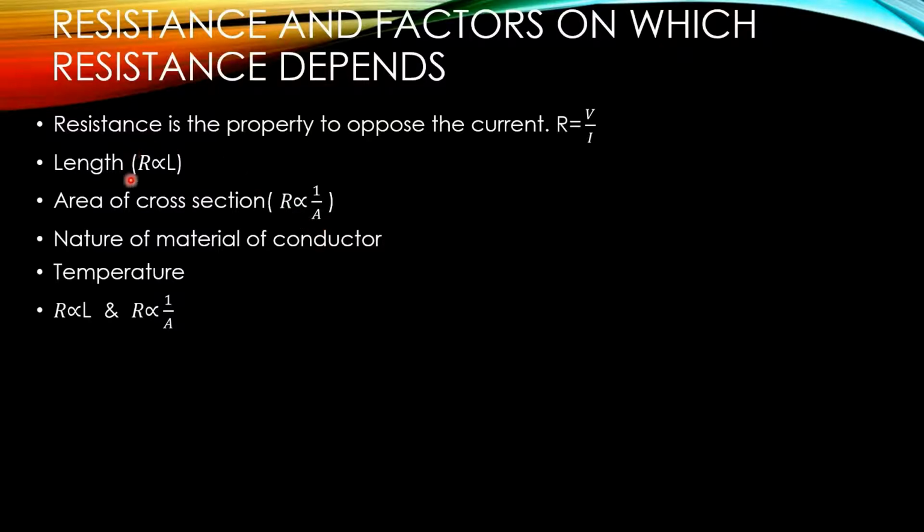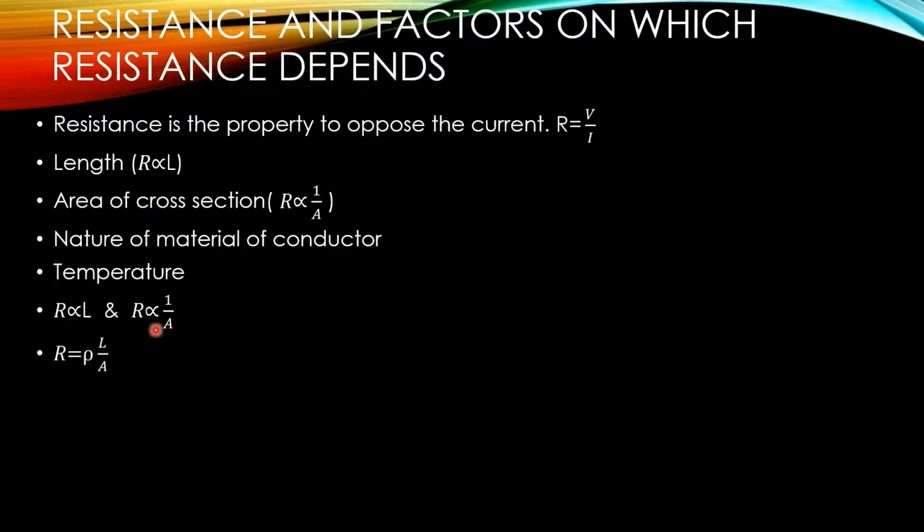First one, R is proportional to L. Second, R is inversely proportional to the area of cross section of the conductor. Other factors are the nature of the material which is used and temperature. When temperature increases, in that case also resistance will increase. Two points we got: R proportional to L and R proportional to 1 upon A. If we mix these two, then R is proportional to L upon A.